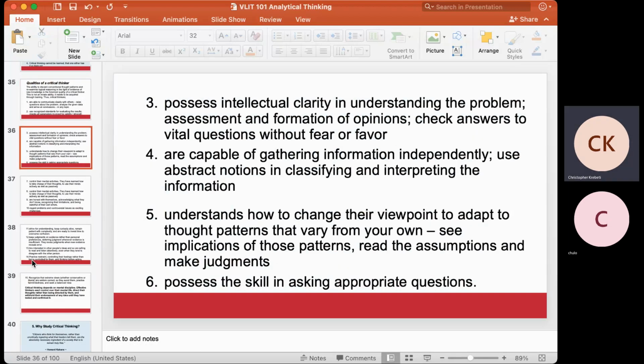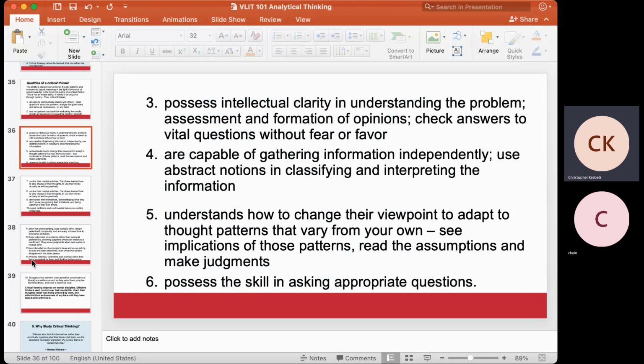They possess intellectual clarity in understanding the problem. So we know some of these intellectual standards already. So they possess that in understanding the problem. So they can assess and form an opinion and then check answers to vital questions without fear or favor.